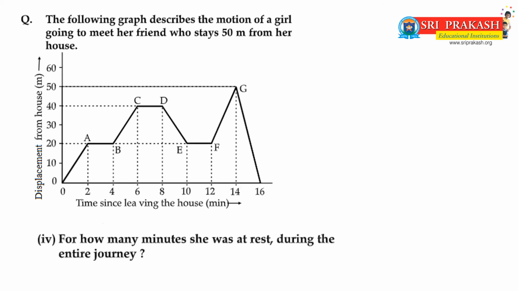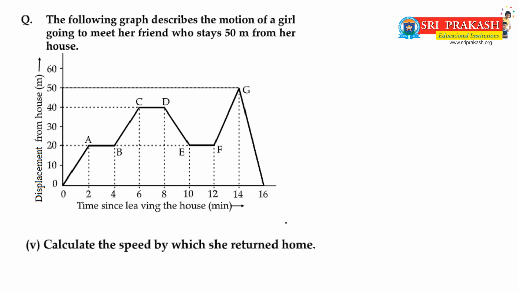Now the fourth question: for how many minutes was she at rest during the entire journey? We need to check all the parallel lines. The parallel line between the time interval 2 to 4 is 2 minutes, then the parallel line between C and D is 2 minutes, and then the parallel line between E and F is 2 minutes. So she is at rest for a total of 2 plus 2 plus 2, so 6 minutes for the entire journey. That is the answer.